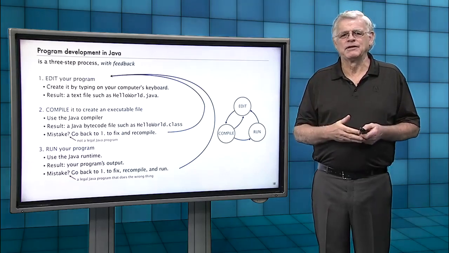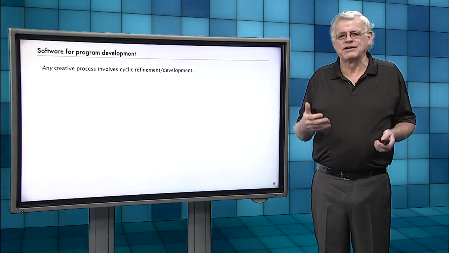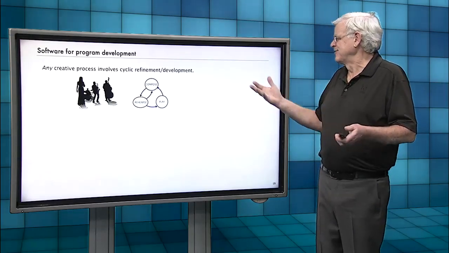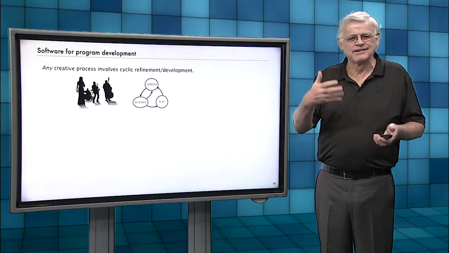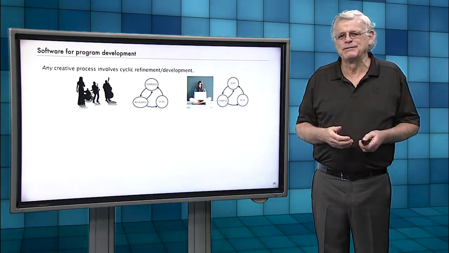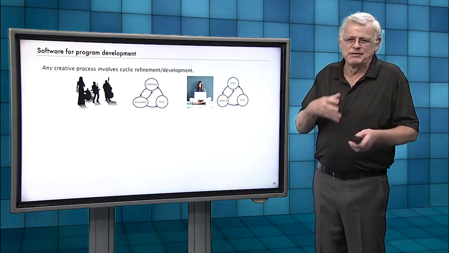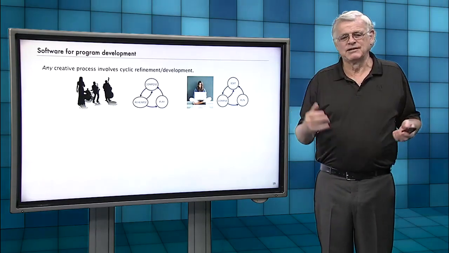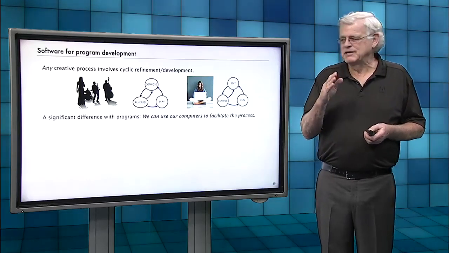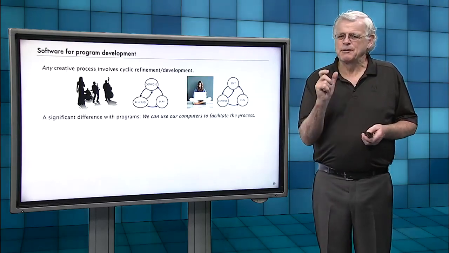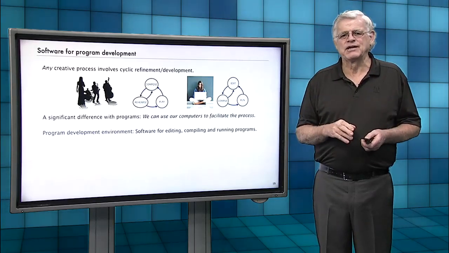That's program development. Now this isn't so unusual. Any creative process has this kind of refinement and development. So this is like music: there's compose it and rehearse it and play it, and you have the same type of feedback. Any kind of creative process is going to have this same thing. Maybe there's a few more steps, but it's the same basic idea. But with programming, there's a big difference because we can use the computer to help get this done. The computer can help us find mistakes.